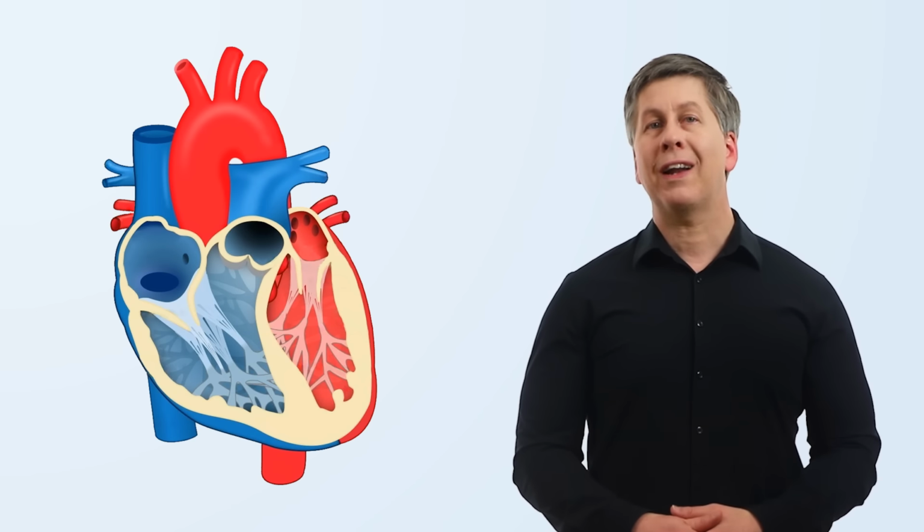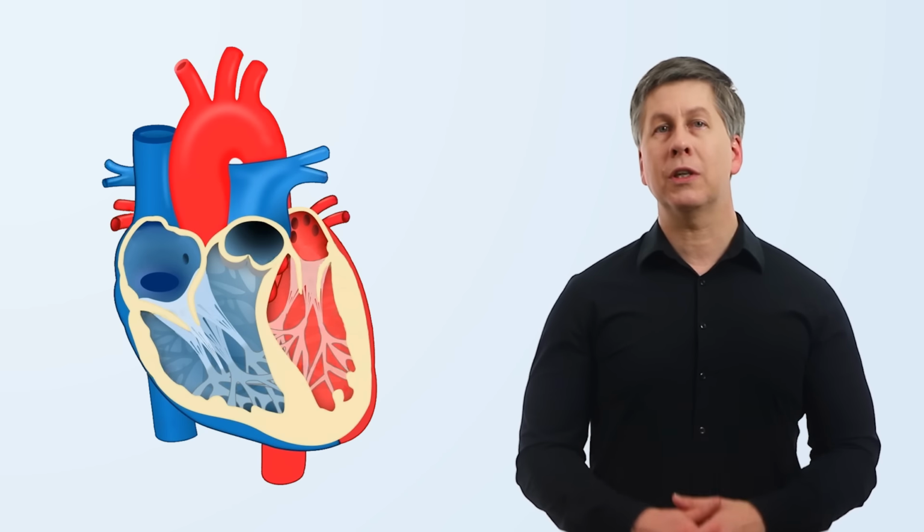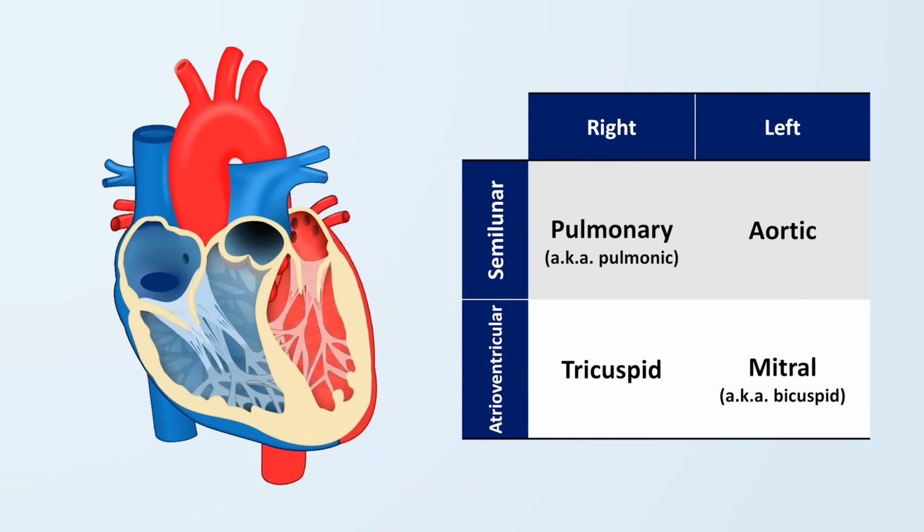The valves consist of leaflets, or cusps, that allow movement of blood in only one direction. All of the valves normally have 3 cusps, except the mitral valve, which normally has 2. Each valve belongs to one of the 2 sides of the heart, right versus left, and each has one of 2 structures, atrioventricular versus semilunar.